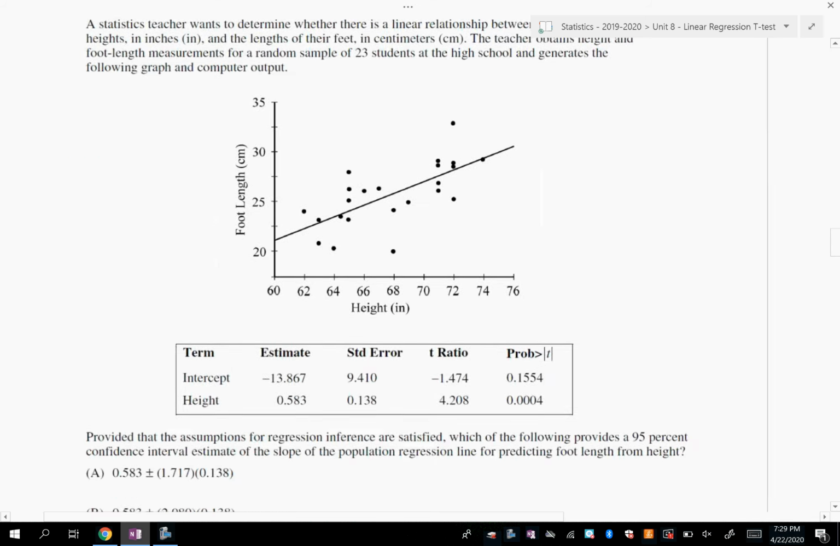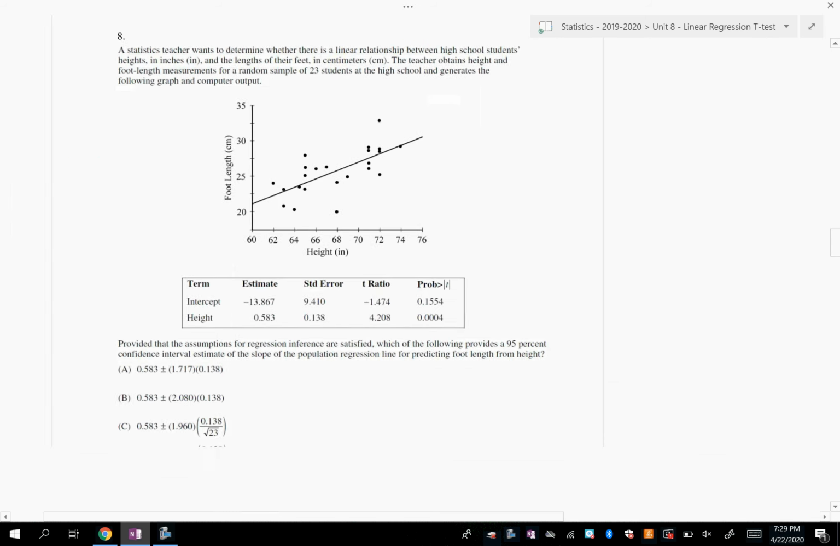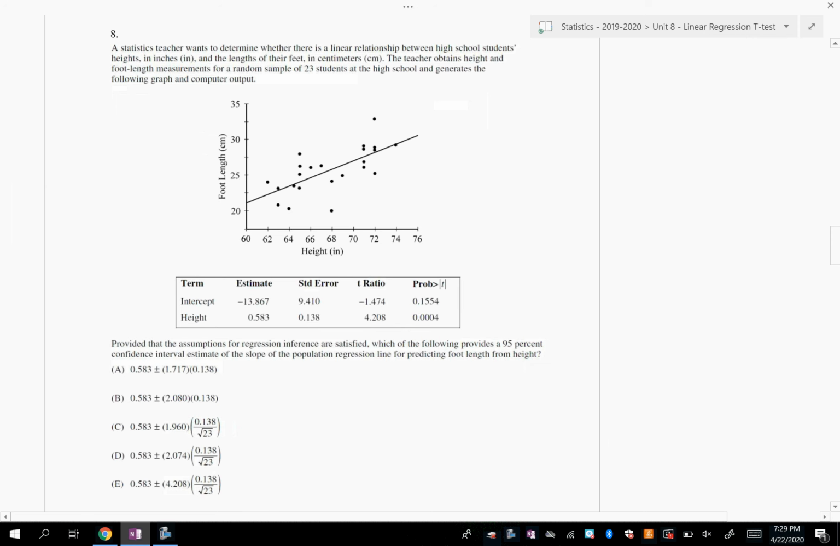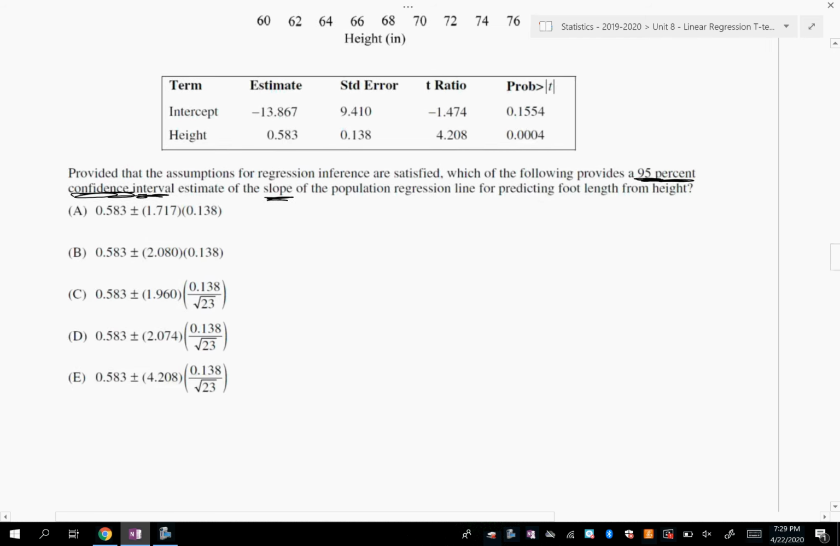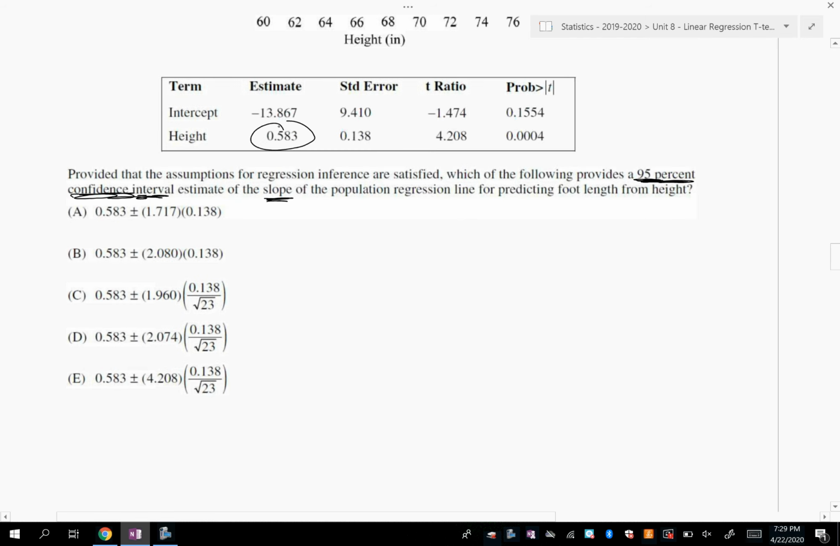Okay, number 8. Number 8 is asking us to do another confidence interval. You're going to get tired of these, I'm sure. In this case, a 95% confidence interval for the slope. So the moment I see that, I'm going, all right, let's get the slope. Well, here's the slope. It's 0.583. That didn't help me because all the answer choices have 0.583. Plus or minus, I don't know, t star times the standard error of our slope. The standard error is right next to it.